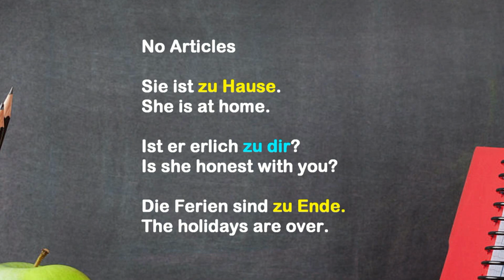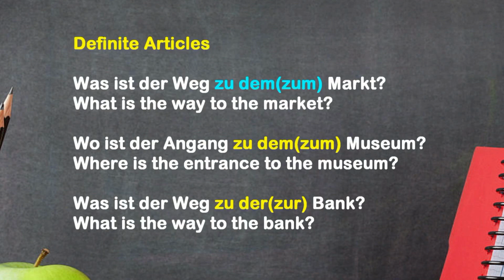The holidays are over. With the definite articles: Was ist der Weg zu dem or zum Markt? What is the way to the market? Wo ist der Eingang zu dem or zum Museum? Where is the entrance to the museum? Was ist der Weg zu der or zur Bank? What is the way to the bank?